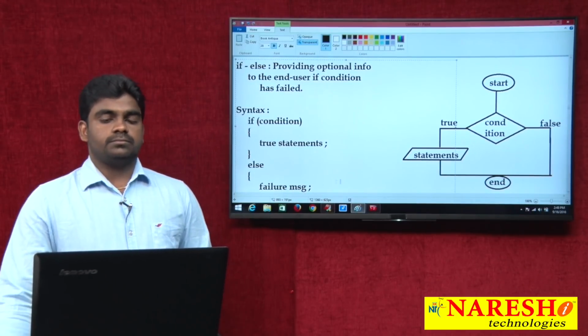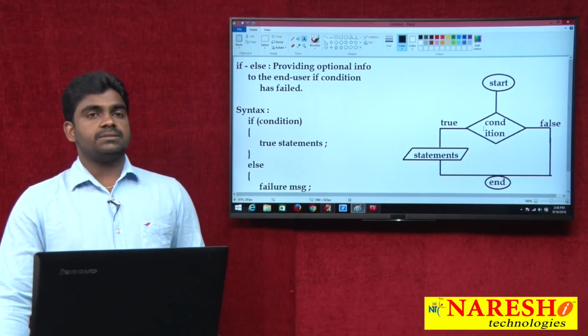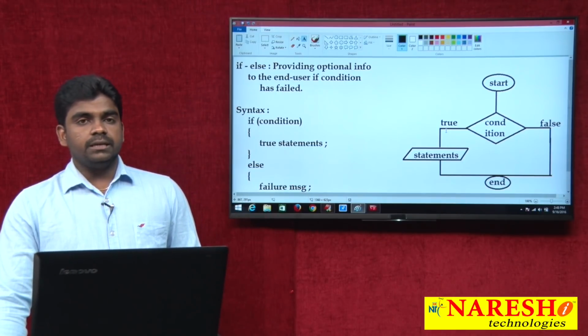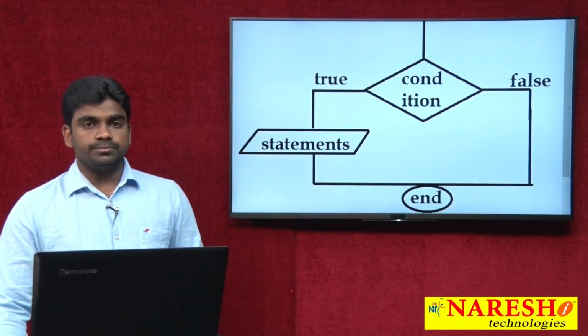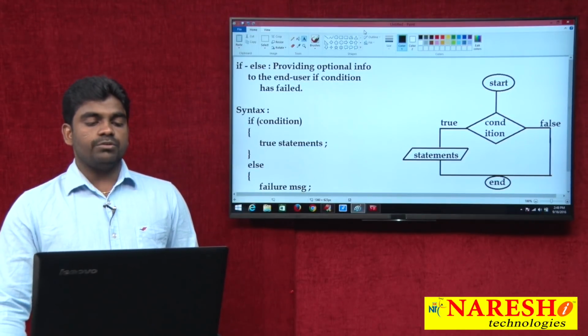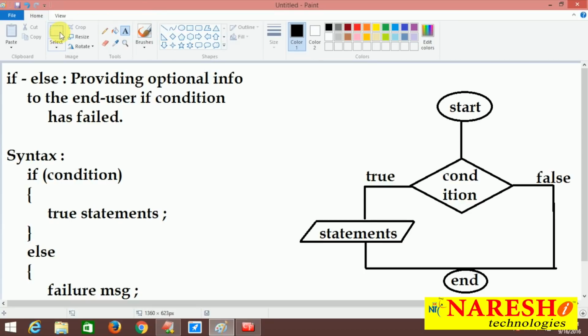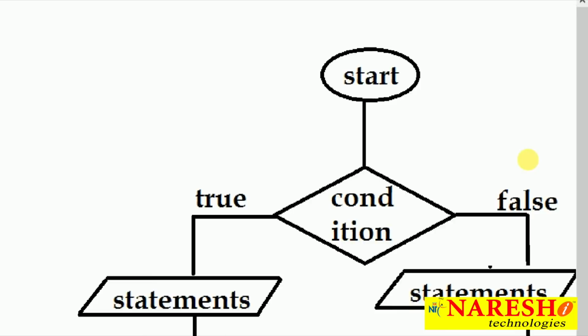Now see the flow. In the previous case we are printing statements only if it is true. Now in case of false also we are printing statements. These statements we are printing in case of false also, true or false.